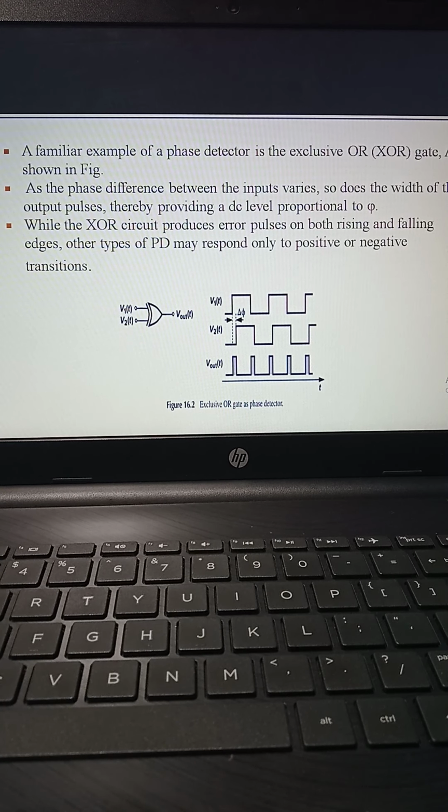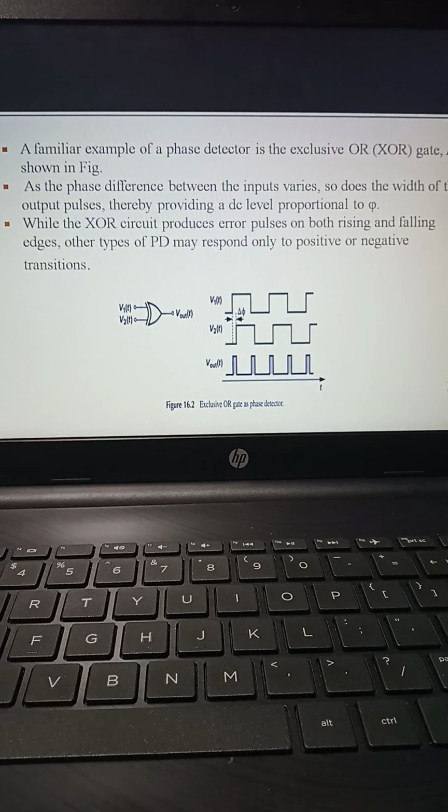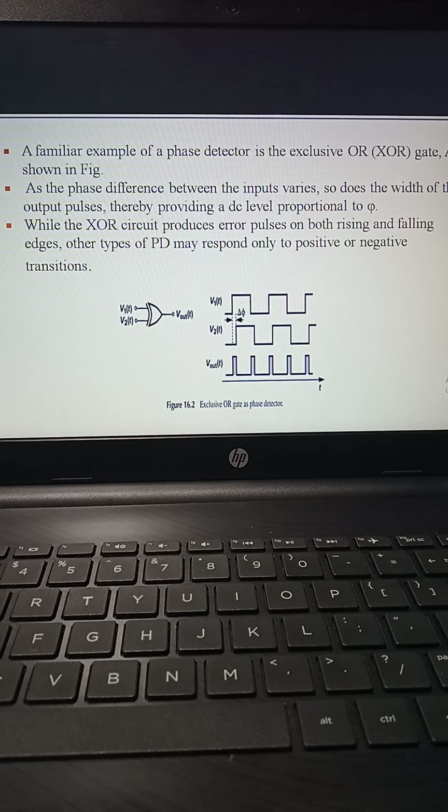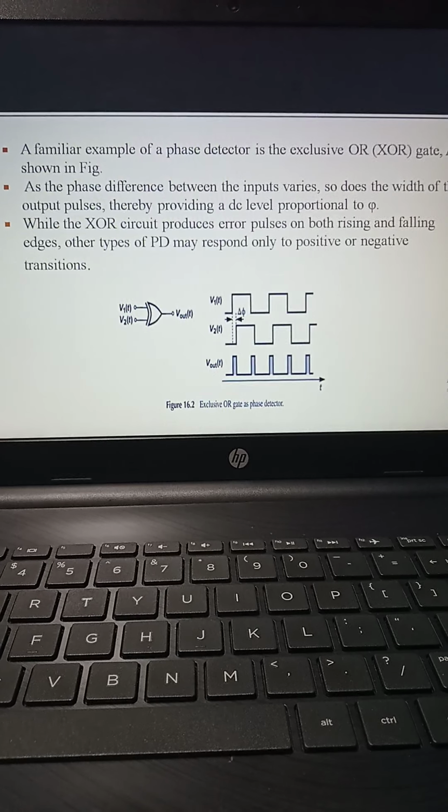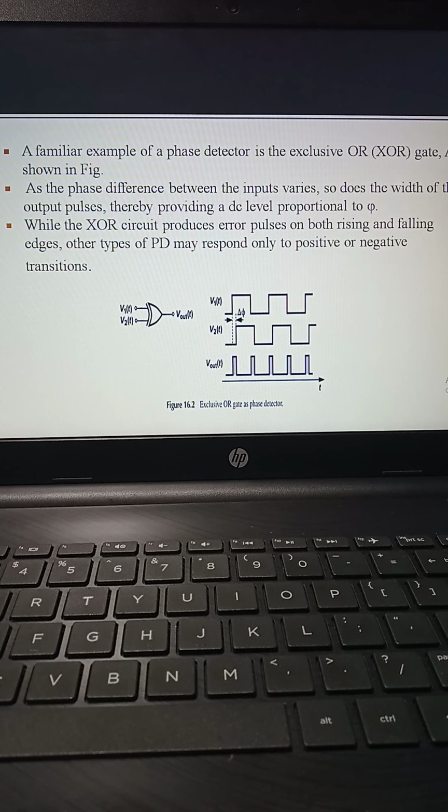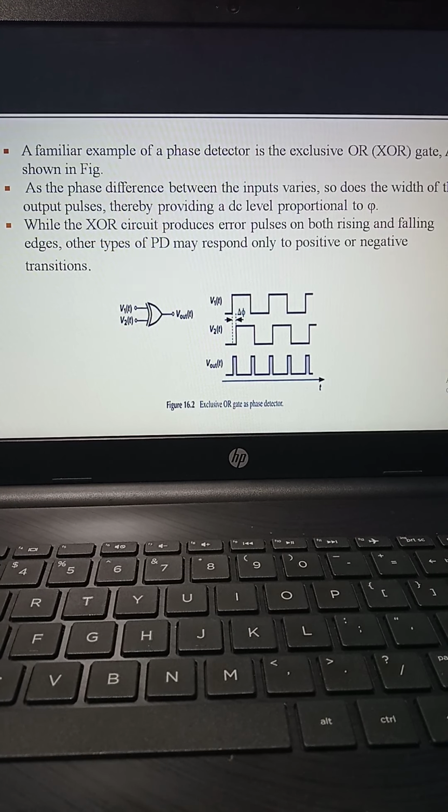So we know the truth table of the XOR gate. When the inputs are different, like one input is high and the other input is low, the output of the XOR gate will be high. This behavior creates a signal that represents the phase difference between the inputs. A 0% duty cycle at the output indicates the inputs are in phase, while a 100% duty cycle indicates that the inputs are 180 degrees out of phase. This type of phase detector gives the difference in the phase.